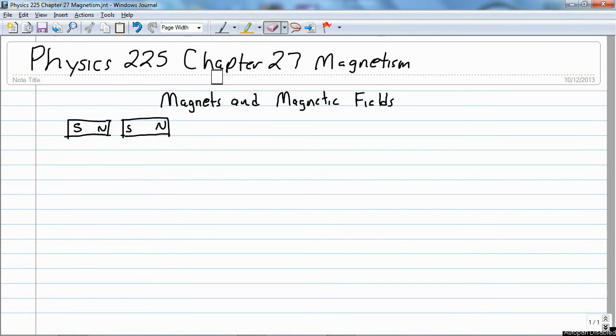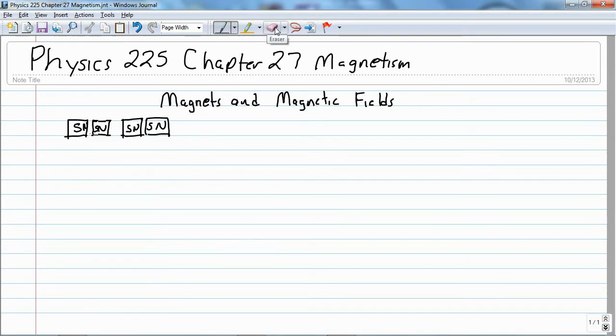And if I try to break them again, then I'm going to get two new magnets. North end, south end there, and then north end will go with south end. So magnets always have to have two ends, north and south.